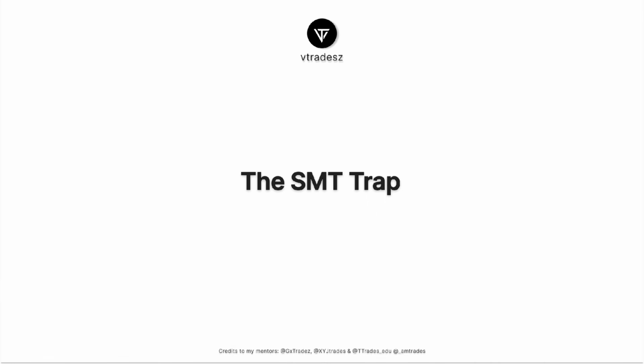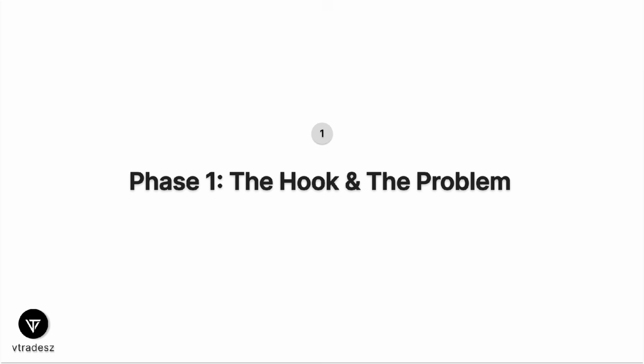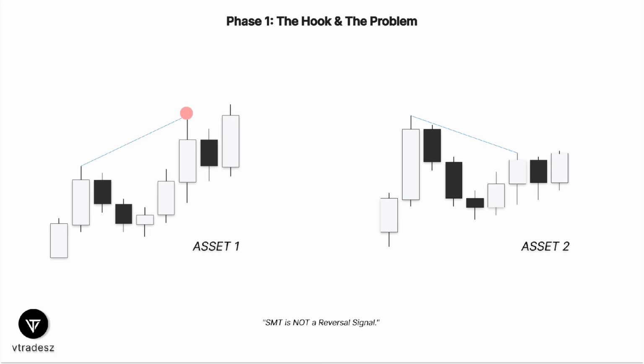You've probably been taught that SMT divergence is the holy grail. You see ES make a higher high, NQ makes a lower high. You hit the sell button and you get completely run over. Why does this happen? Because SMT by itself is not a reversal signal.